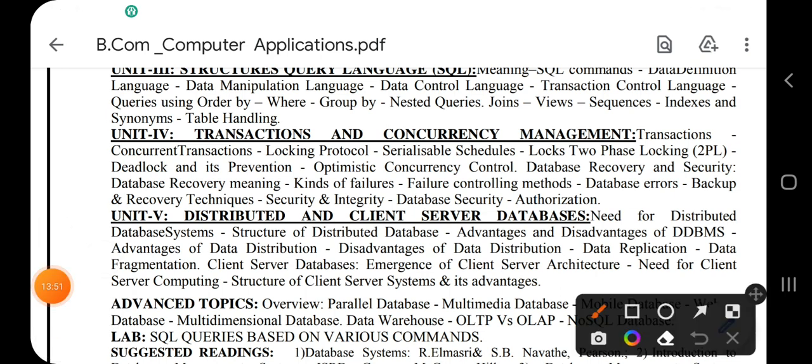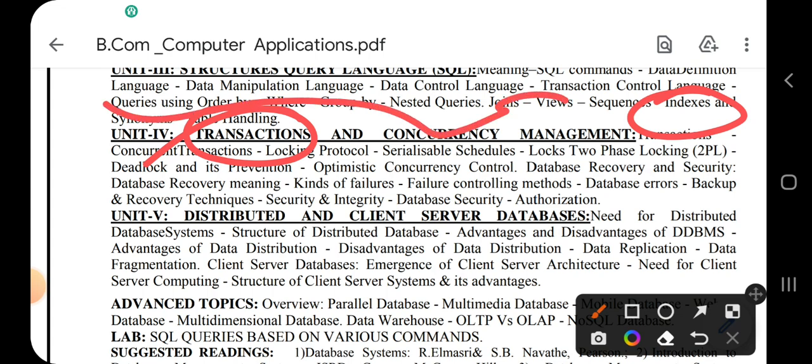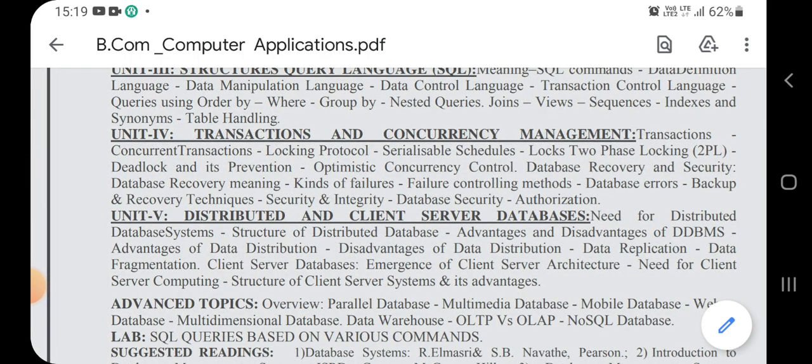Okay, just try to observe here. From the third unit, you can also expect what? Indexes and their types, and you can have table handling. But complete this half of the unit, and that is enough for the third unit. Okay, and right now we'll go to the fourth unit.